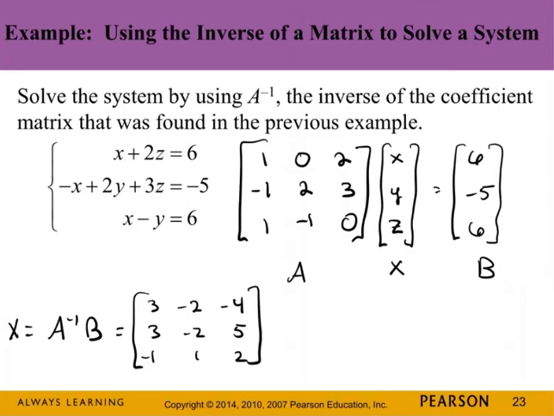Times our matrix B, which is going to be 6, -5, and 6. We can do this one by hand. Remember, we're always doing the row times the column.